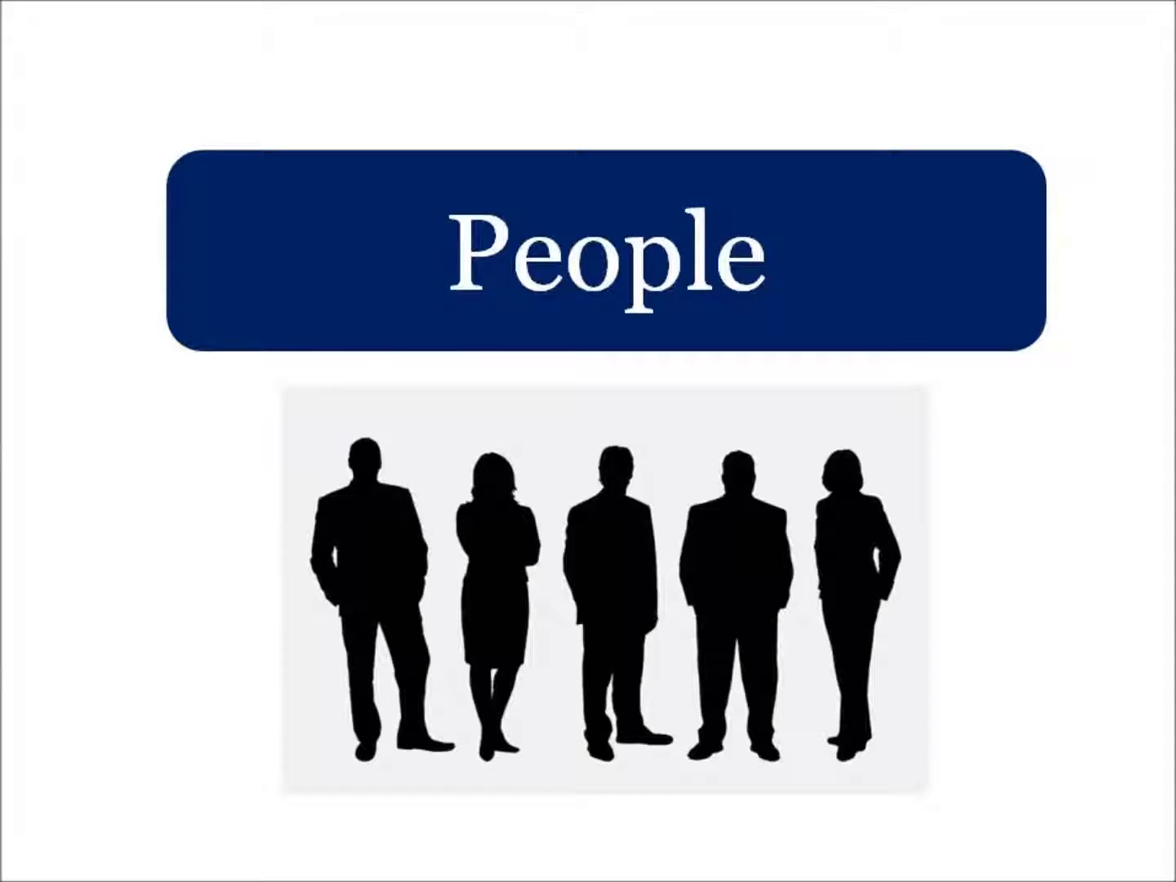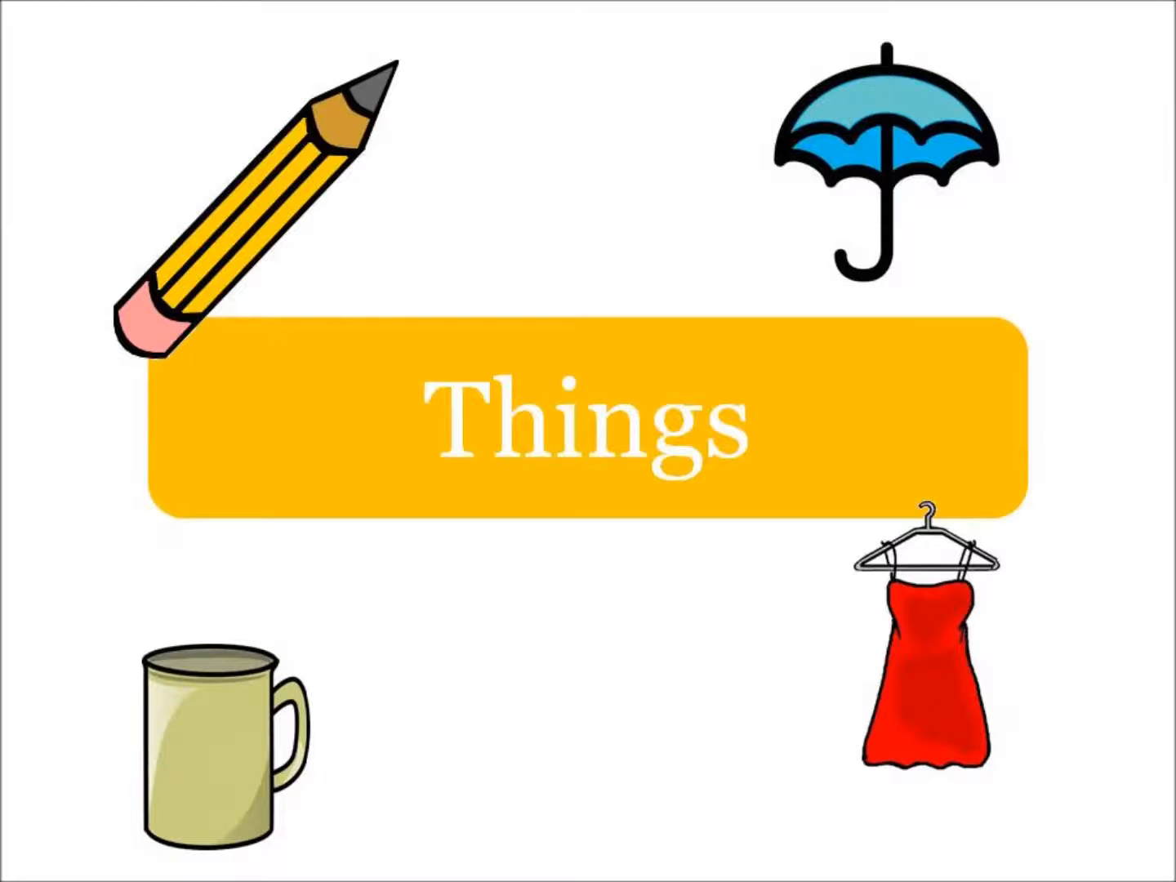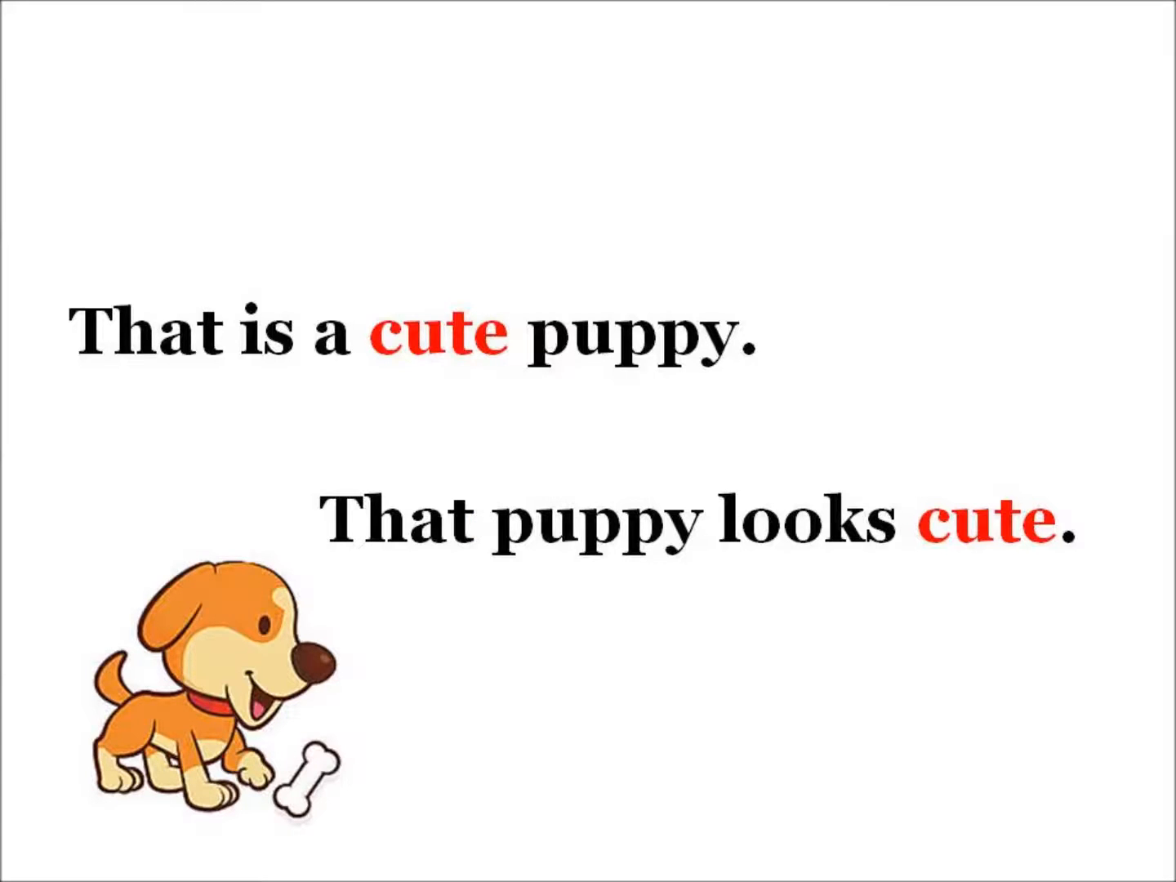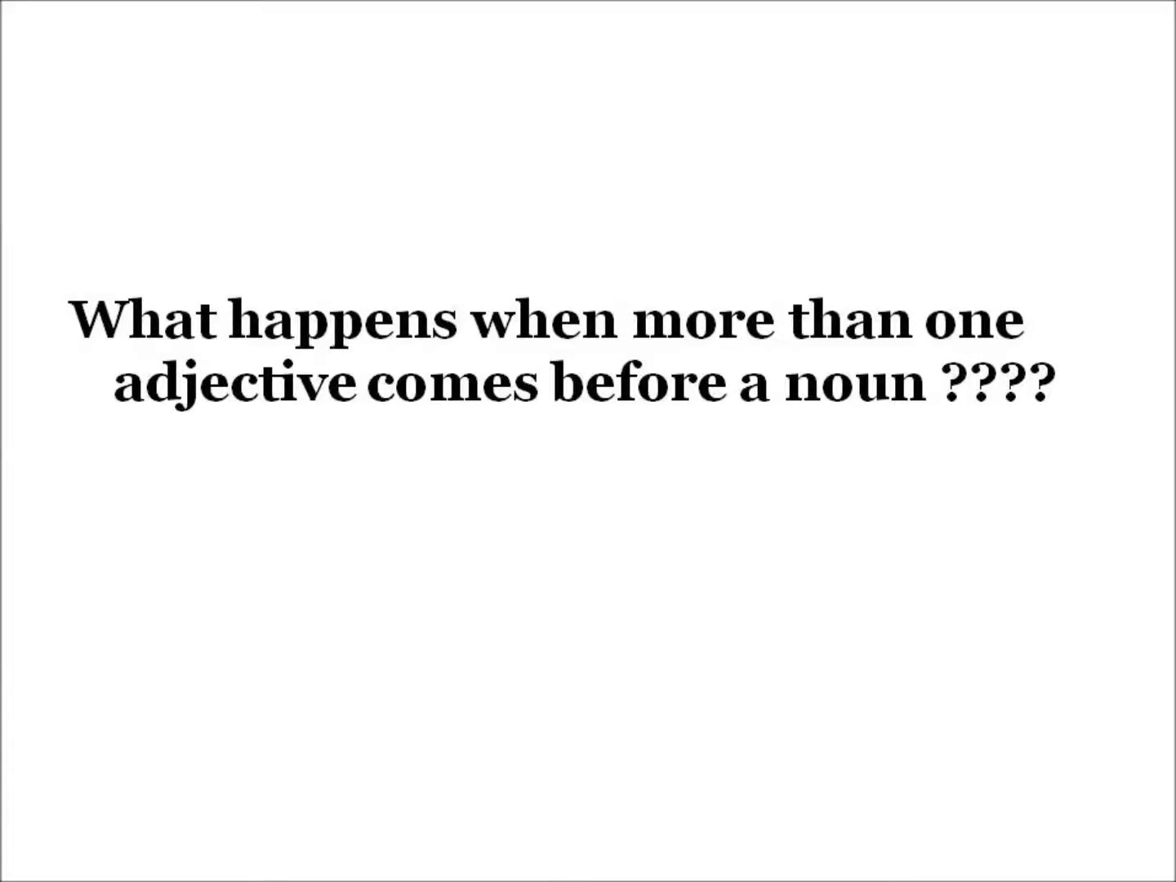What exactly is an adjective? An adjective describes people, places, and things, and therefore is a word or a set of words that modify a noun or a pronoun. They may come before the word they modify, for example, that is a cute puppy, but they may also follow the word they modify. That puppy looks cute.